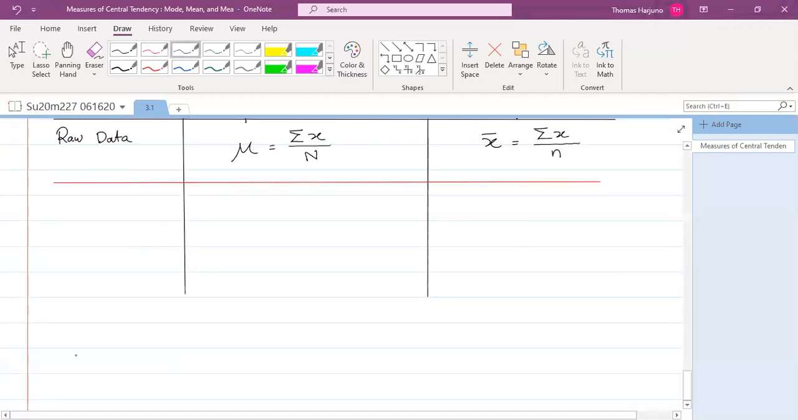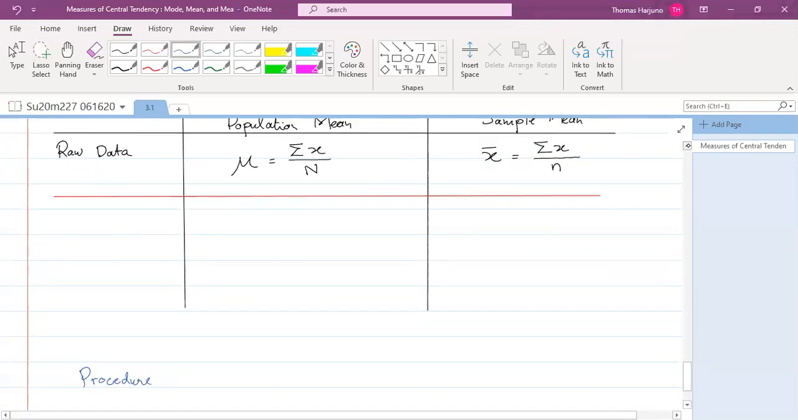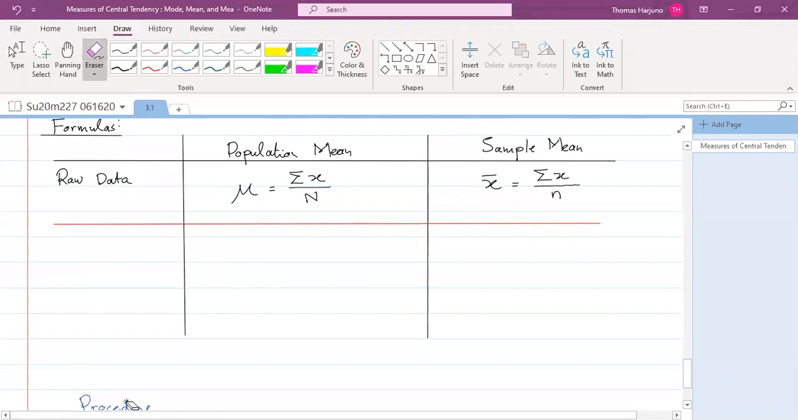Now, the thing is why I emphasize this. Notice that yesterday and today, earlier, I gave you the procedure. Now what we are about to do is use those procedures together with proper notations to write the formula. Tomorrow, after we are done with this, I will provide you the formulas, and then from those formulas, you go to the procedure.